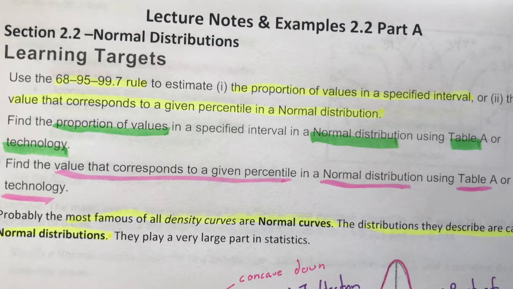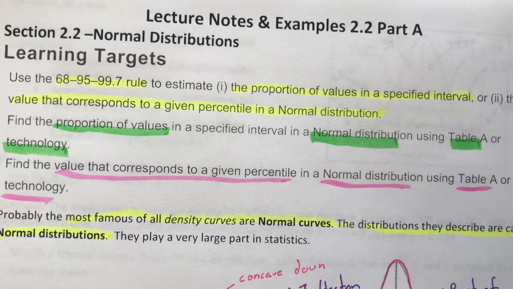Section 2.2 is about normal distributions, and our learning targets today are to use the 68, 95, 99.7 rule to estimate the proportion of values in a specified interval, or the value that corresponds to a given percentile in a normal distribution. We're going to find the proportion of values in a specified interval in a normal distribution using Table A or technology, or find the value that corresponds to a given percentile in a normal distribution using Table A or technology.